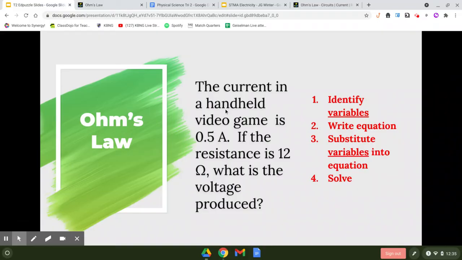So when we look at this, we can try this in a practice problem. Remember, V equals IR. The current in a handheld video game is 0.5 amps. If the resistance is 12 ohms, what is the voltage produced? What I'd like you to do is write this down. Identify the variables, write the equation V equals IR, and then substitute the variables in to solve.